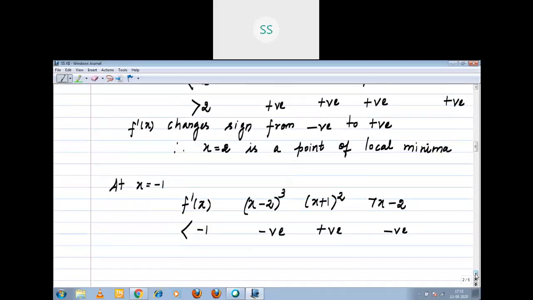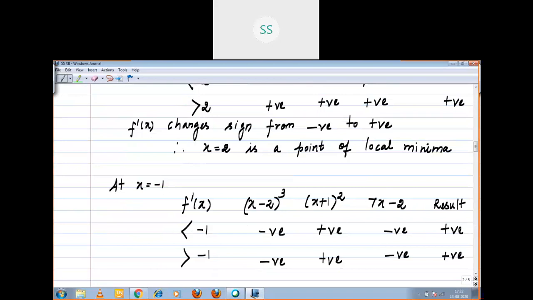Now you see here, what can you arrive? Negative, positive, again negative. The result what you arrive? Positive, because everything is in the form of multiplication. F dash of x equal to x minus 2 the whole cube into x plus 1 the whole square into 7x minus 2. So negative into positive, positive into negative, so you arrive positive. Greater than minus 1, which can you take here? Nearest value 0. Right. So here it is negative. Here it is positive. Here what can you get? Negative. So you arrive the result as positive.